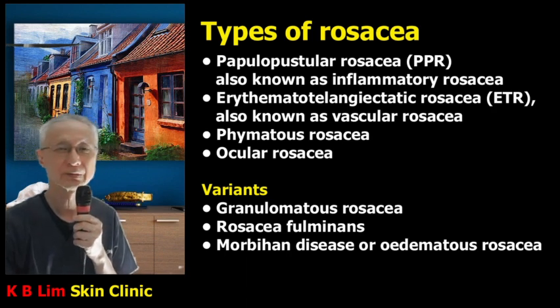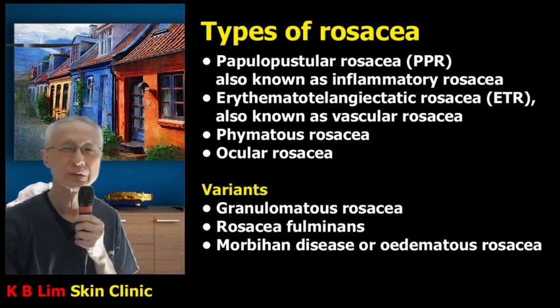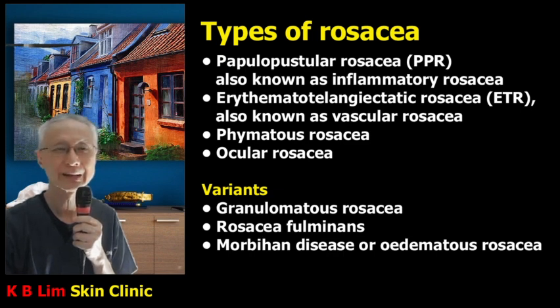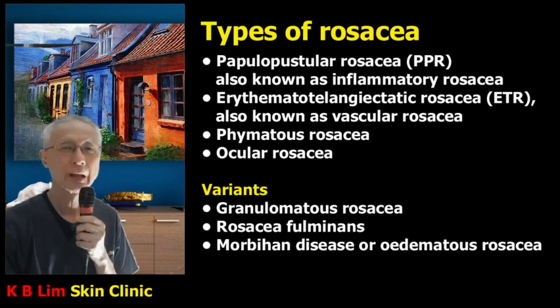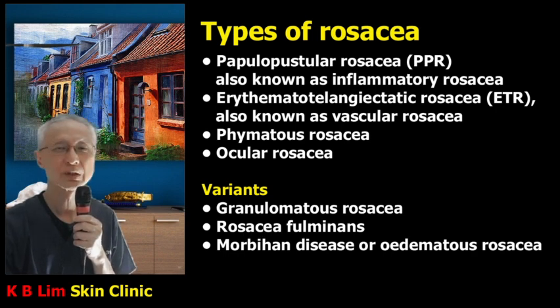A third type is phymatous rosacea, which usually causes craggy enlargement of the nose. And another form of rosacea which affects the eyes is known as ocular rosacea. There are other variants of rosacea which are less common, such as granulomatous rosacea, rosacea fulminans, or Morbihan disease, which is an edematous form of rosacea.